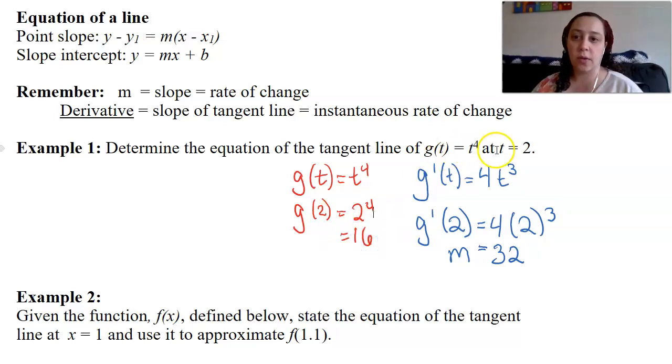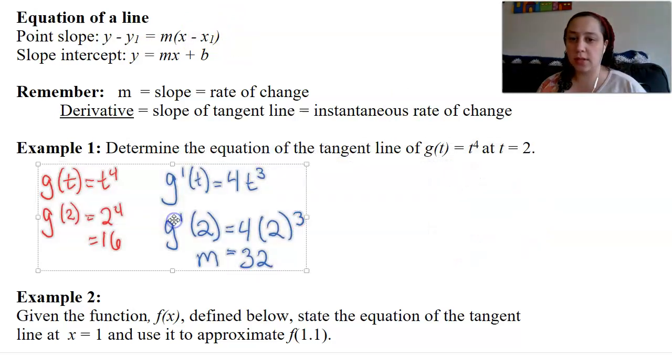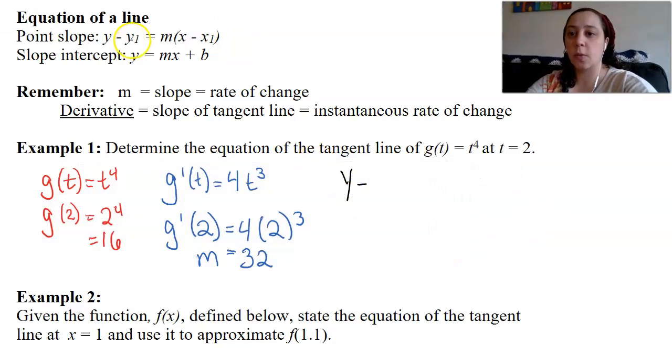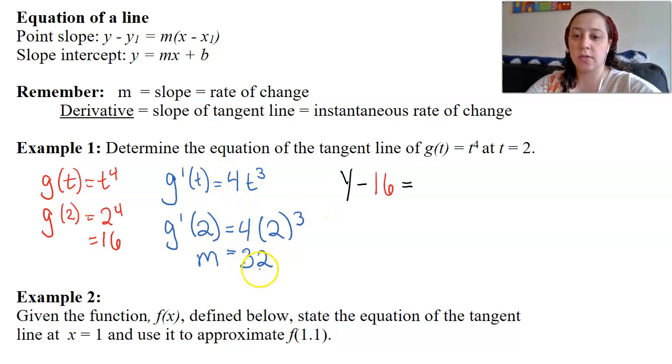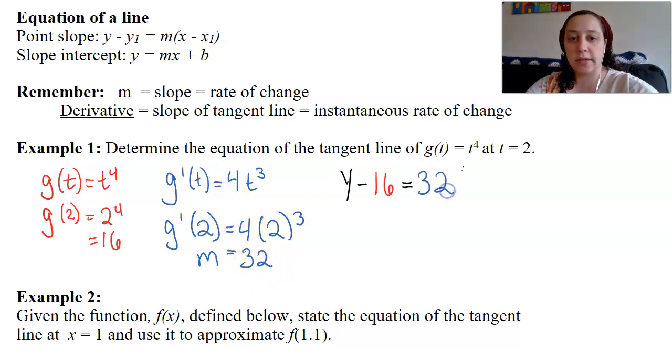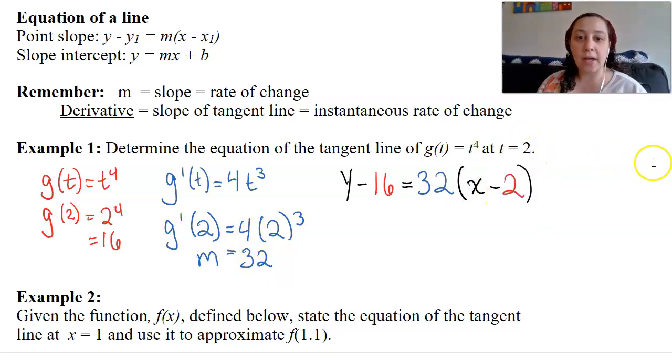So now I have my x1, y1, and my slope. I can just plug it into my point-slope form. So let me just move this over a bit. I have y minus y1, which is 16, equals m. Remember, m is the derivative evaluated at a point. So m is 32, parentheses, x minus x1, which is this 2. So I could just leave it like this.